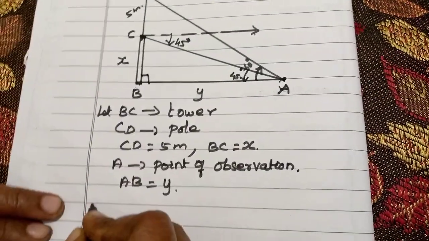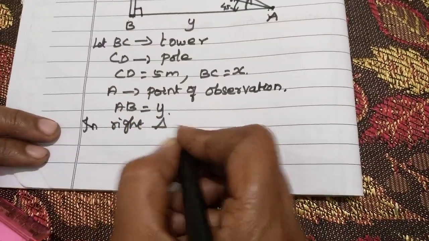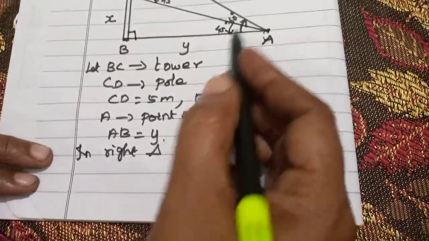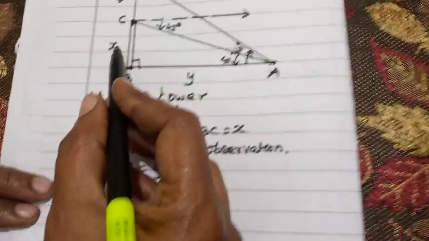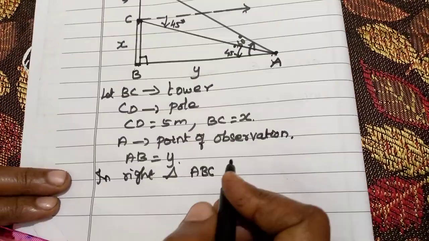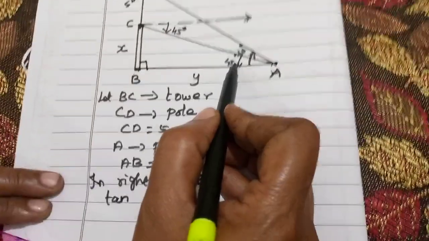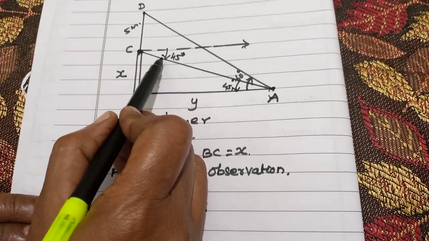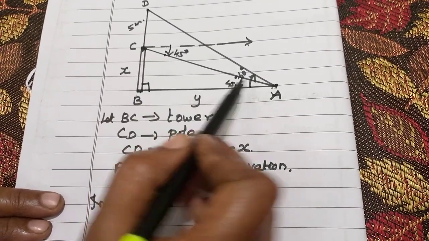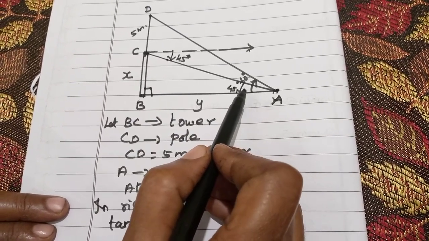In right triangle ABC, here also tan ratio enough. This opposite side only we have to find out. This adjacent also needed. So tan ratio can be used. Okay. Tan, here angle of depression is given 45 degree. So this angle of depression is 45 degree. Here this both angles are alternate angles. So this angle also become 45 degree. Okay. This is the angle of elevation.